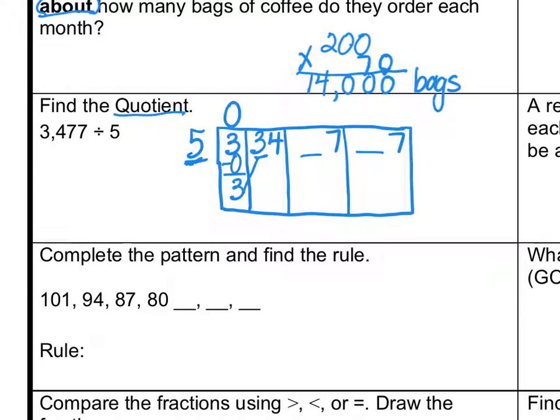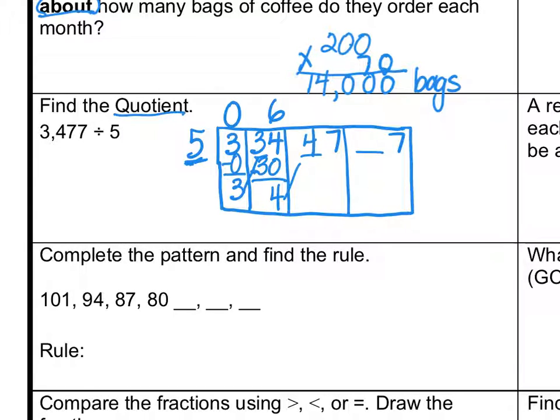How many groups of 5 could we get if we had 34? You're thinking of your 5 multiplication facts. You want to get as close as you can without going over. So 6 times 5 is 30. See, we didn't go over 34. When we subtract, the difference is 4. That difference pops right up here. Now we're looking at 47.